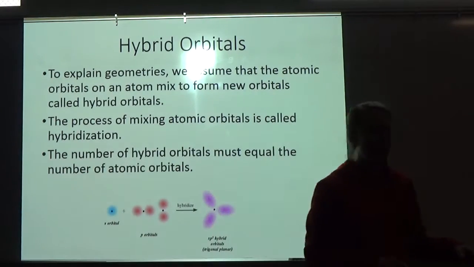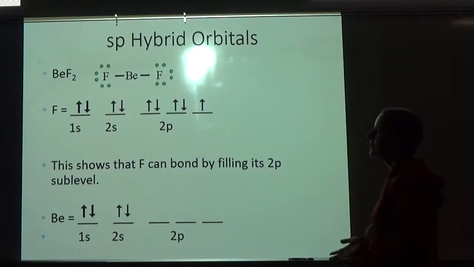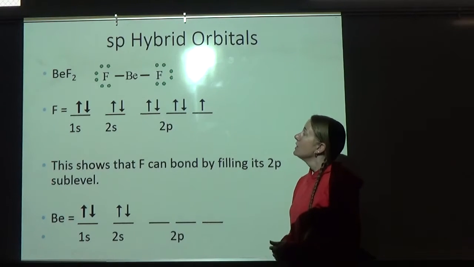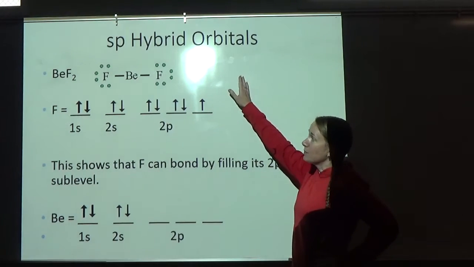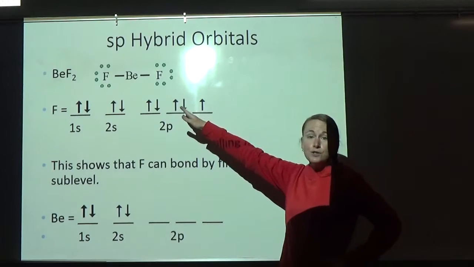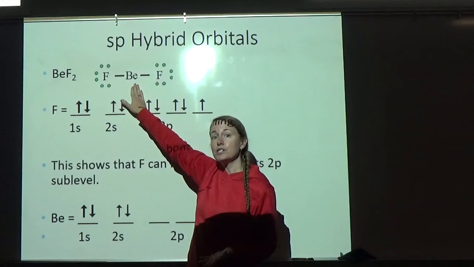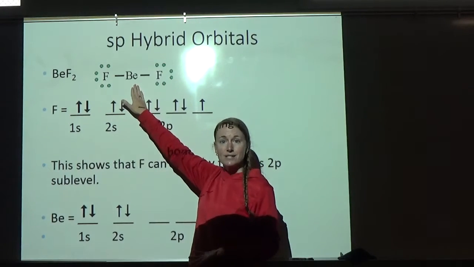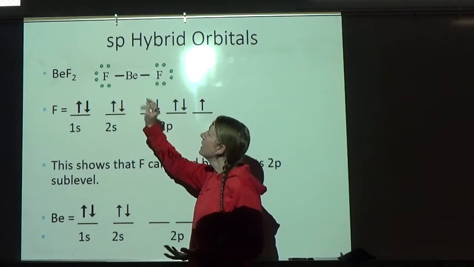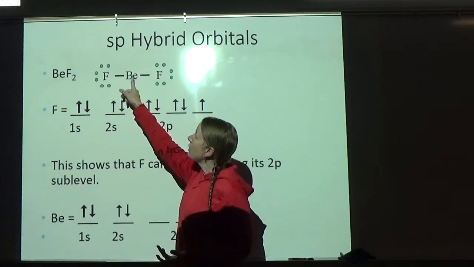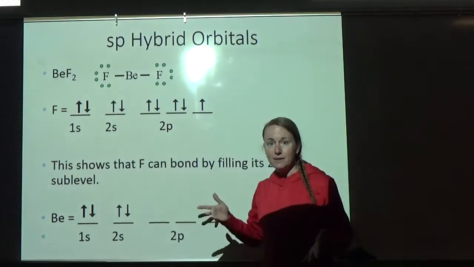All right, so let's look at how this happens, and it's based on electron configuration. First we're going to start with sp hybrid orbitals. So BeF2, we know, looks like this right here, because remember, Be is one of our exceptions to the octet rule. It tends to surround itself with only 4 valence electrons. These two bonds are identical on Be.